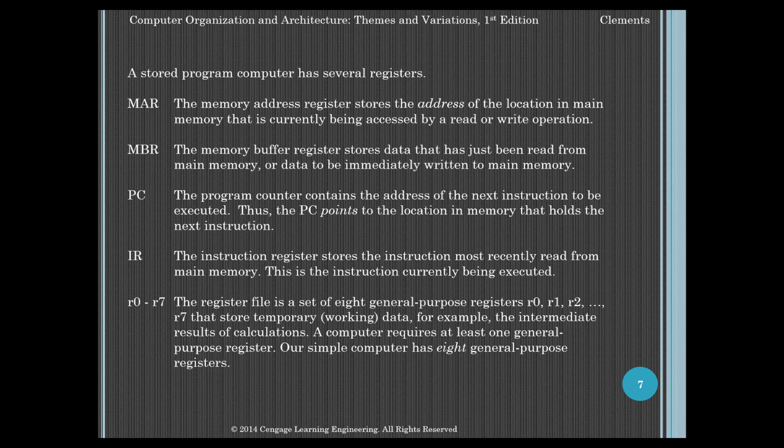Then we have those registers that we've looked at that we can actually access, R0 through however many general purpose registers. These store our temporary or working data, results of calculations, places where we just want to store things that we know we're going to need right away. The simple computer that we're working with has 8, 0 through 7. We know that most computers have many more than that, but we're trying to keep it simple so that we can think about this in a way that is approachable.